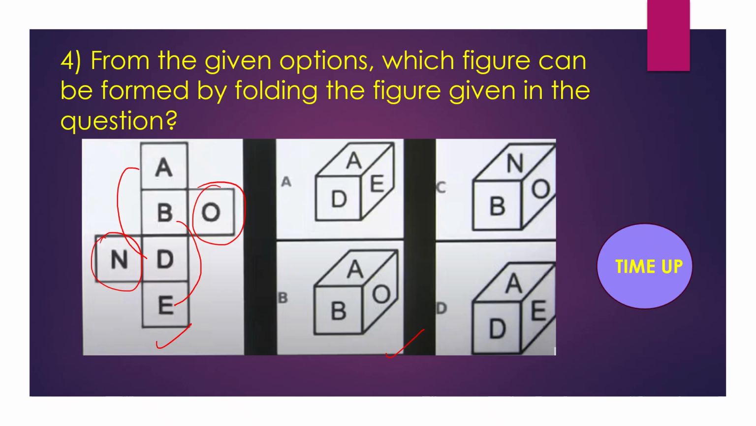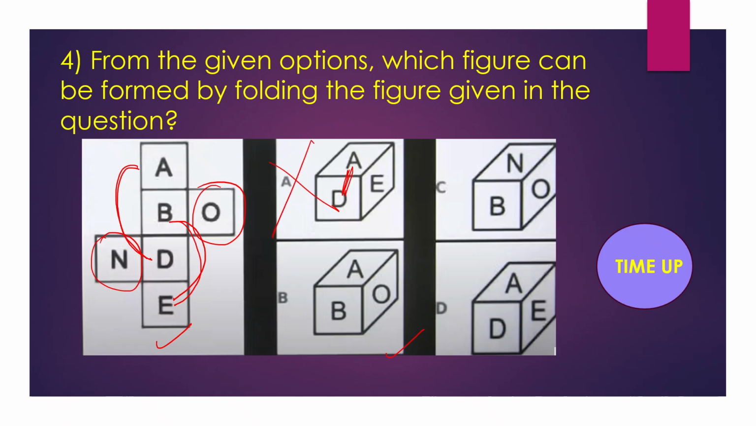Okay. So here, which one is the correct one, do you think? See, these are the opposite pairs, right? A, D, B, E. So they should not be adjacent to each other because they are opposite pairs, and opposite pairs can never be adjacent to each other. Correct? So A and D, they are adjacent to each other here in the first figure. So this cannot be the answer.